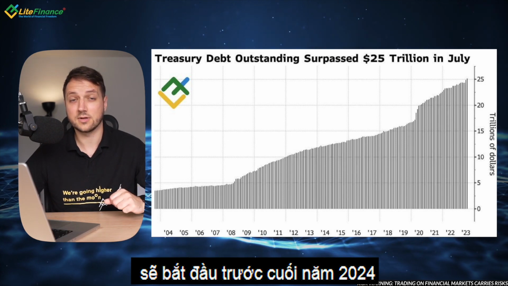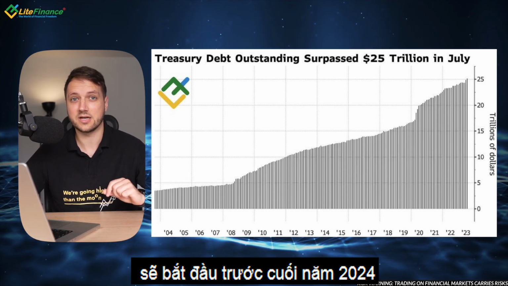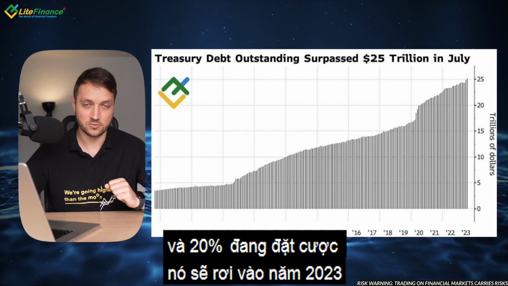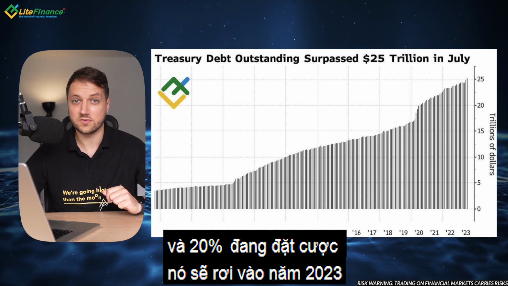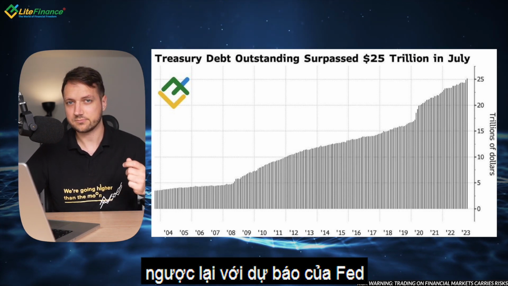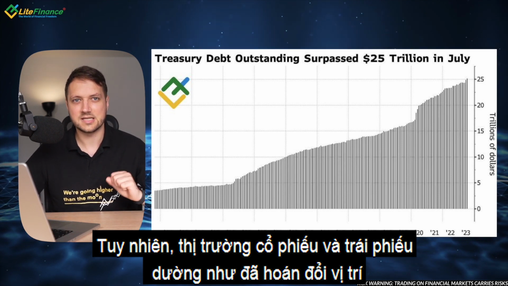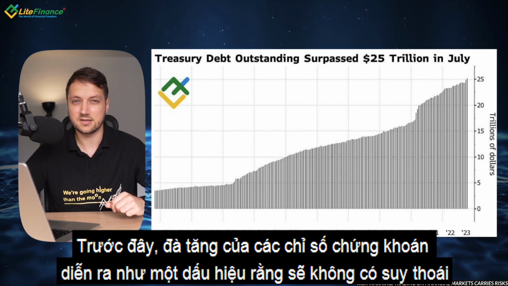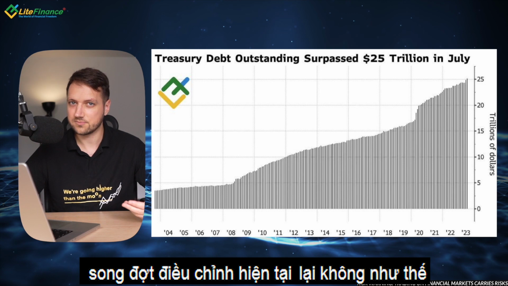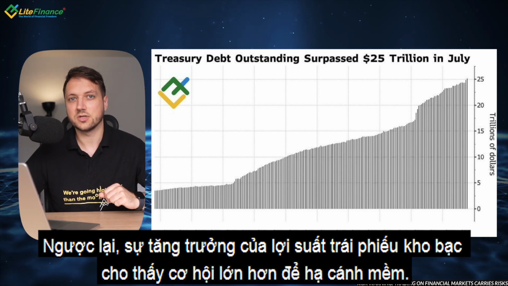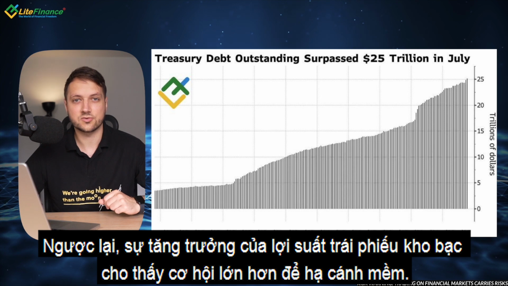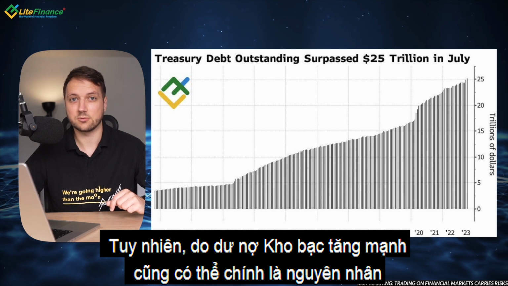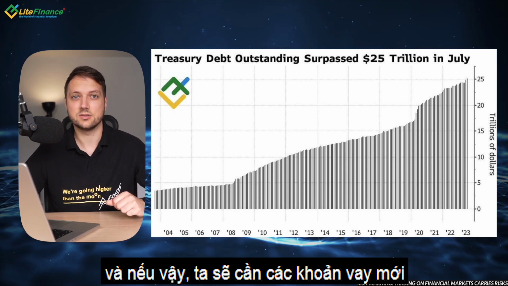And 2/3 of the 410 investors surveyed by the MLIV poll believe that the recession will begin before the end of 2024, and 20% are betting on 2023, contrary to the forecast of the Fed. However, the stock and bond markets seem to have switched places. Previously, the rally in stock indices indicated that there would be no recession, but the current correction suggests the opposite. On the contrary, the growth of treasury yields indicates greater chances for a soft landing. However, it may be caused by a sharp increase in outstanding treasury debt, which needs new loans.